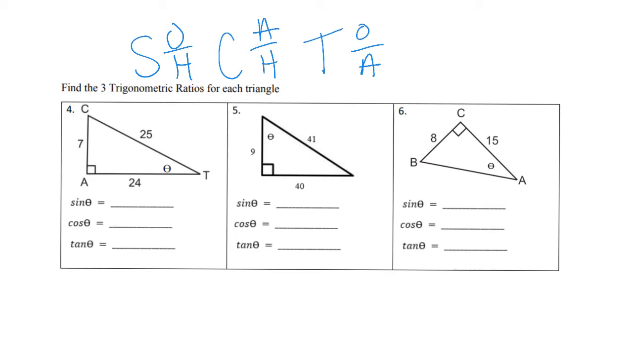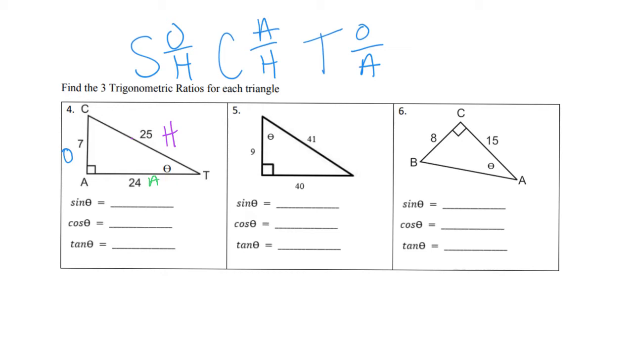And now we're going to label these sides on 4, 5, and 6 so that we can fill in the sine, cosine, and tangent of each. We just want to keep the fraction as is. We don't want to do any simplifying. We just want to leave it the way it is with the given information. On number 4, we have the 7 as the opposite because it's the side across from the theta. We have the 25 as the hypotenuse because it's across from the right angle. And then the 24 is the adjacent because it is the side that is touching the theta.